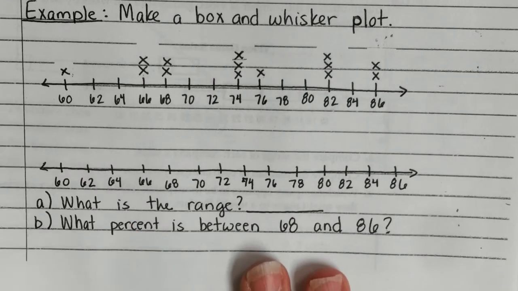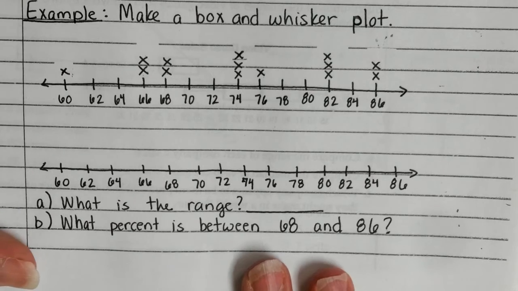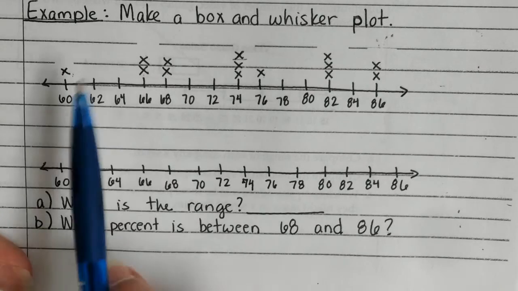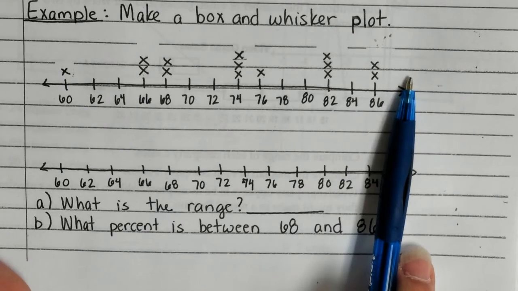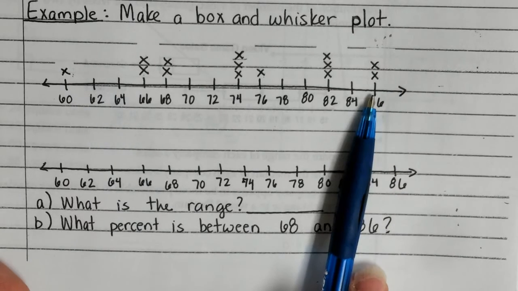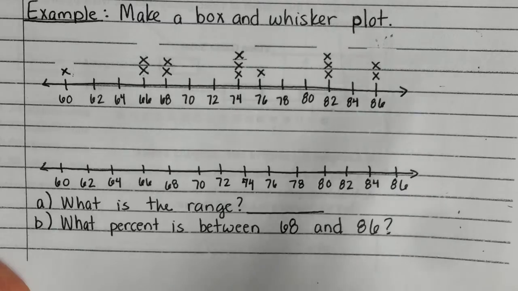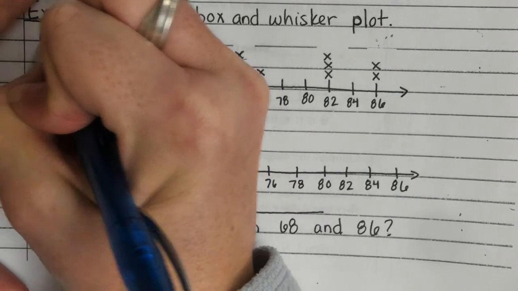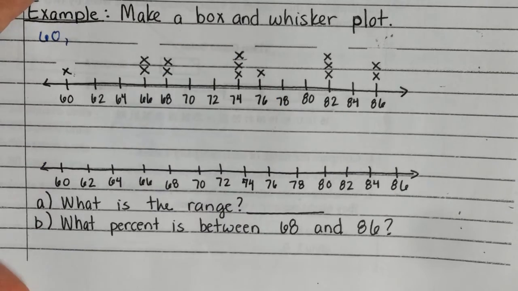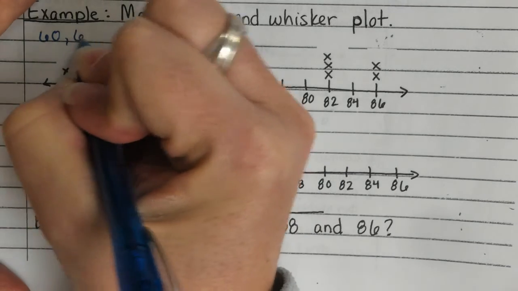So step 1, we're going to need to make a Box and Whisker. We have to find the 5 things. I'm going to lay out my data. These could be test scores, honestly, if you think about it, between 60 and 86. I mean, it kind of makes sense. Here we go, I'm going to put my numbers out. I got a 60. How many 66s? 2.